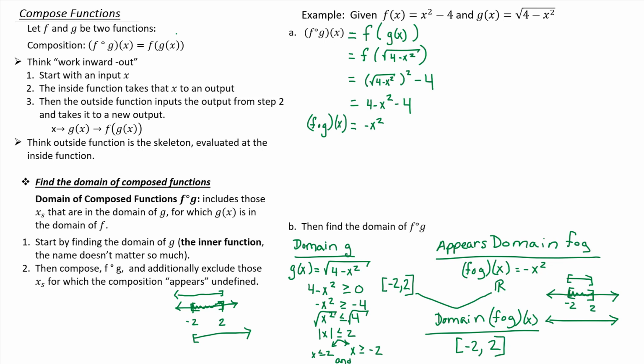So what was the actual domain of f composed with g? -2 to 2. What that means is, at the end of the day, if you were to input any number between -2 and 2 for x, and you did this composition, you would get a real output back.